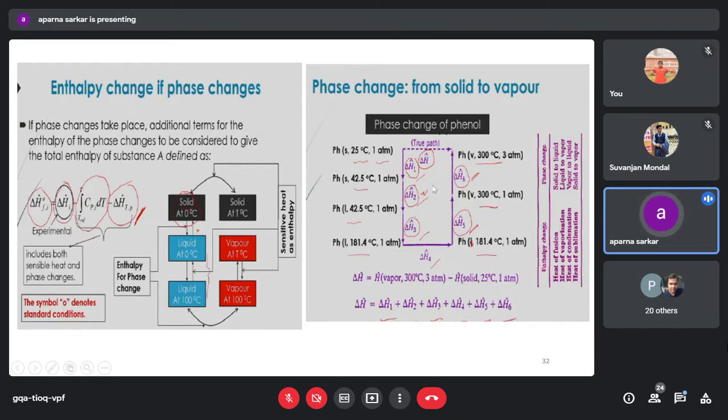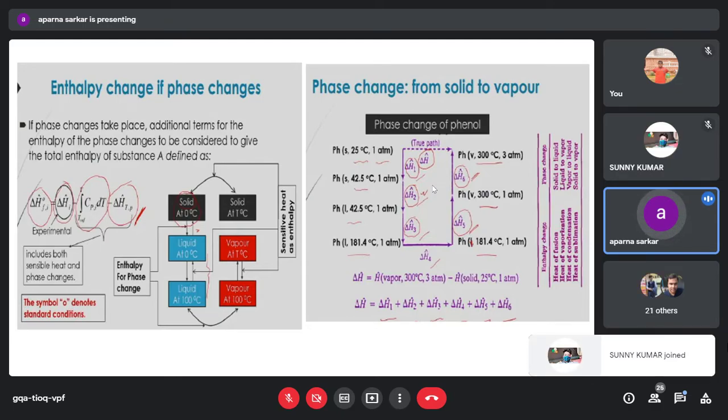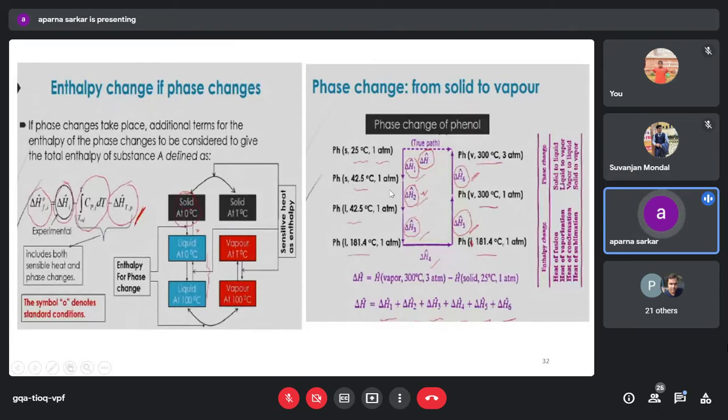What type of phase change can we see? It may be solid converting into liquid, then liquid changing into vapor, then from vapor you get liquid again, and from liquid you get solid, or directly from solid you get vapor. Okay, this type of phase change you can see. Now we have an example where solid changes to vapor.